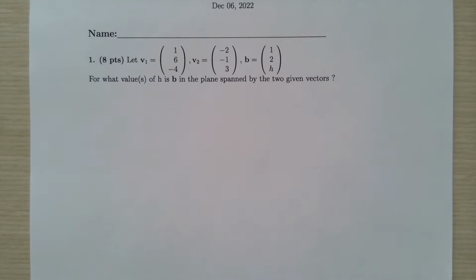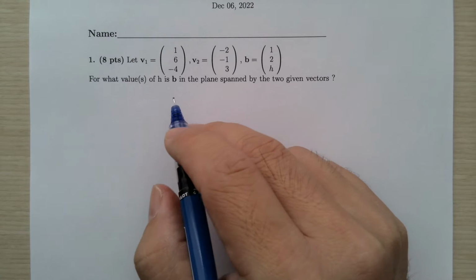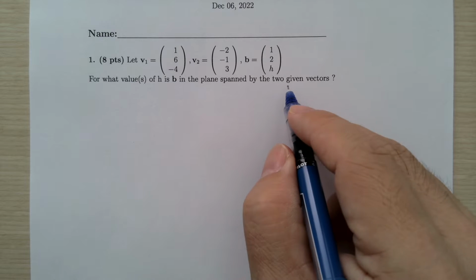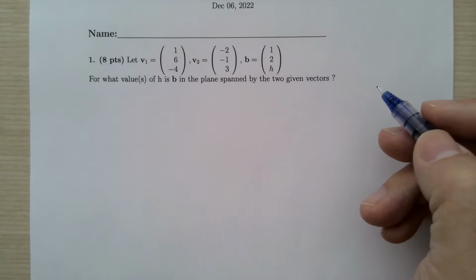All right, so now let's again look at a couple of linear algebra problems. This is kind of like a summary of our semester. We have vectors v1, v2, and b, and it asks us for what value of h is b in the plane spanned by those two given vectors.